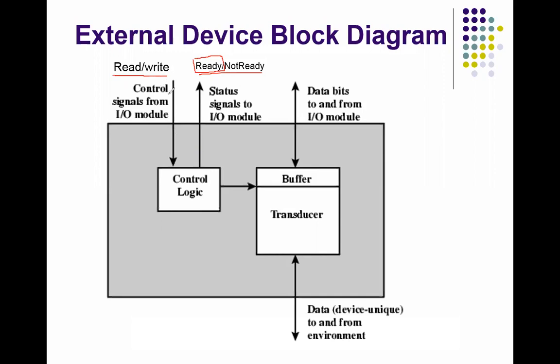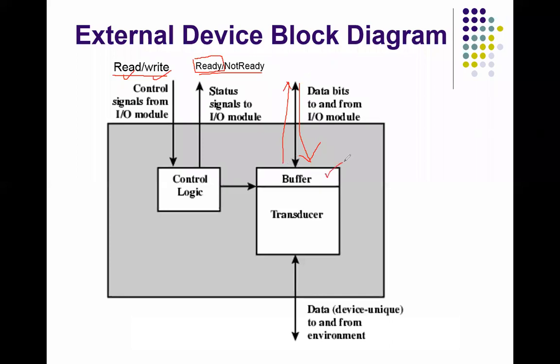This is connected with the input output module, and this control logic generates a signal either to read a data or to write a data. Even if you are reading a data, obviously your data direction is like this. If you are writing a data, then there are data bits to and from the IO module, either reading a data or writing a data.